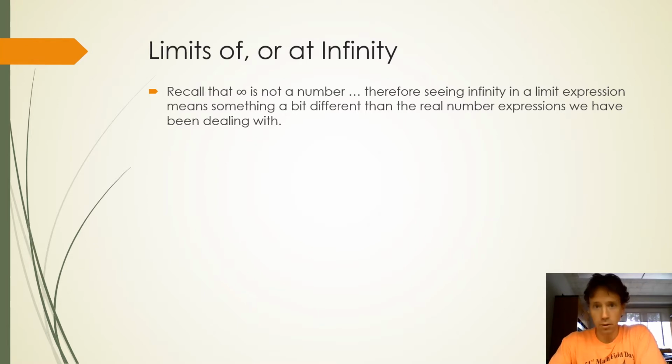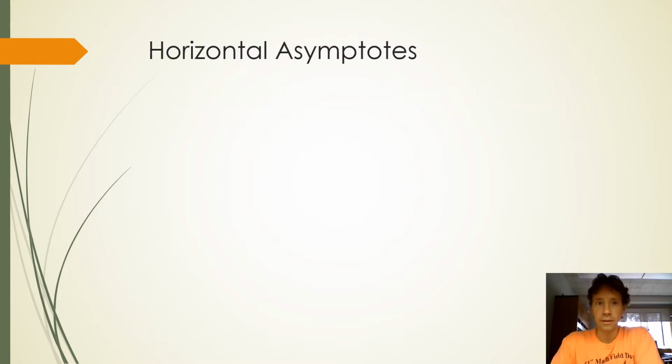And so, as it says on the screen, seeing infinity in a limit expression means something a bit different than the real number expressions we've been dealing with. If I say x approaches infinity, that can't really happen. Infinity is not a thing that can be approached. X approaches infinity means x is getting larger and larger without bound. And similarly, in a shorthand, I might say f of x becomes infinite. Well, it doesn't really become infinite. I just mean that it, again, becomes larger without bound. So always be careful when dealing with infinity.